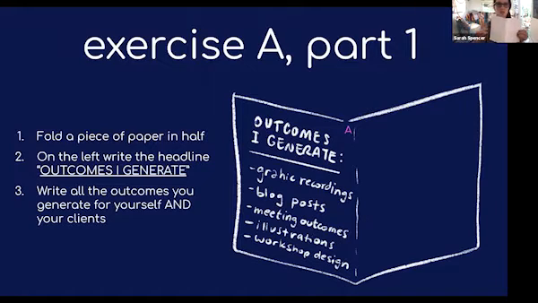Okay, so now on the left side, pick a color marker, and on the left side, write "Outcomes I generate." I'll give you an example here. "Outcomes I generate." So you want a generous place down below on this piece of paper to write your outcomes I generate.